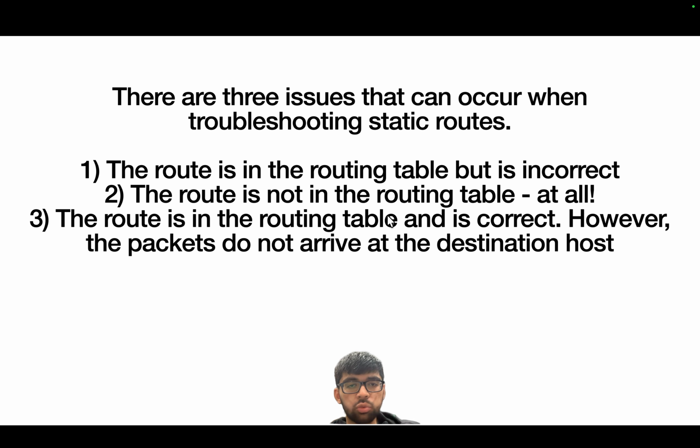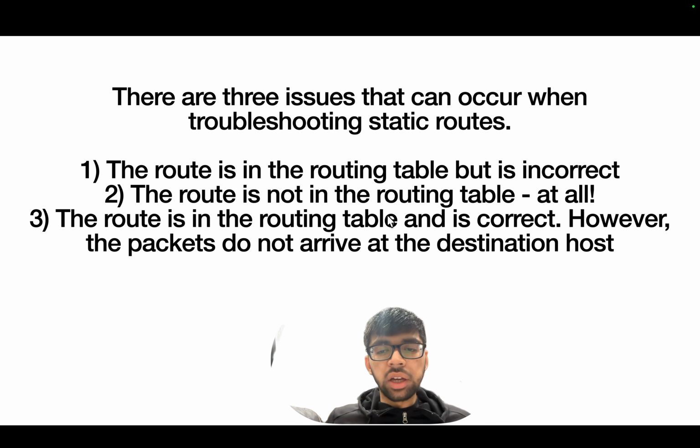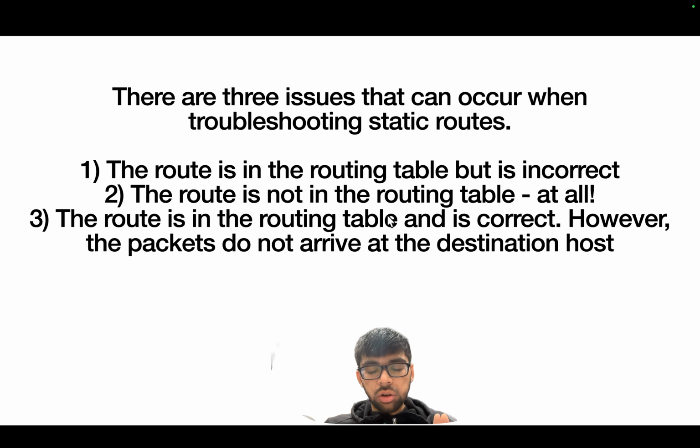Another issue is that the route is not in the routing table at all. Okay, and that might be because the interfaces weren't in an up state. Someone might be working at a service provider, for example. They wanted to configure a route for a circuit that hasn't gone live yet. Now, because that circuit hasn't gone live yet, that route can't be configured.